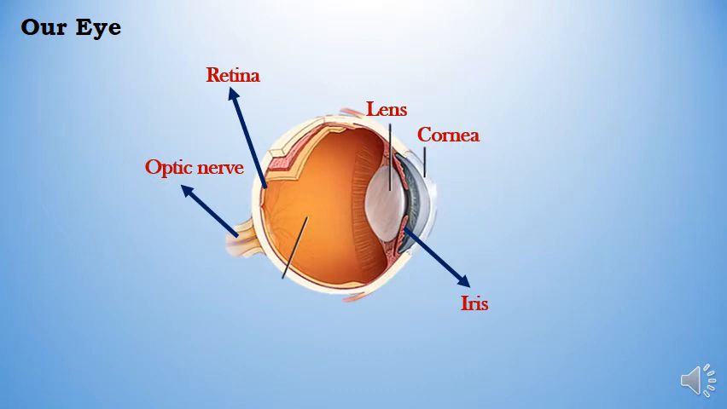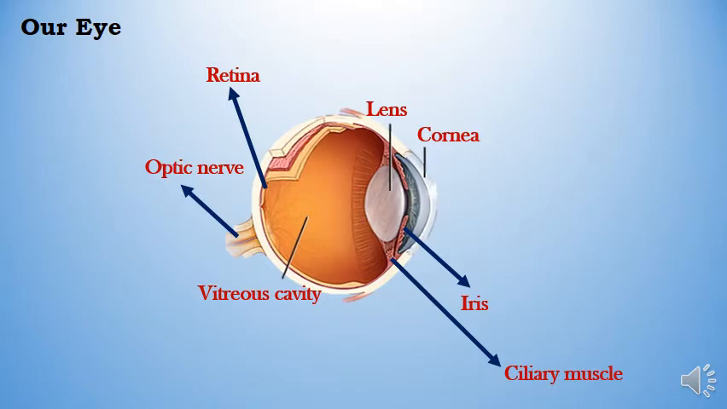Now there are two kinds of cells. One is of type cone, which are sensitive to bright light, whereas rods are sensitive to dim light. Now two more parts of the eye are vitreous cavity and ciliary muscle. Let us see with the help of the cross section of the eye how do we see the image.